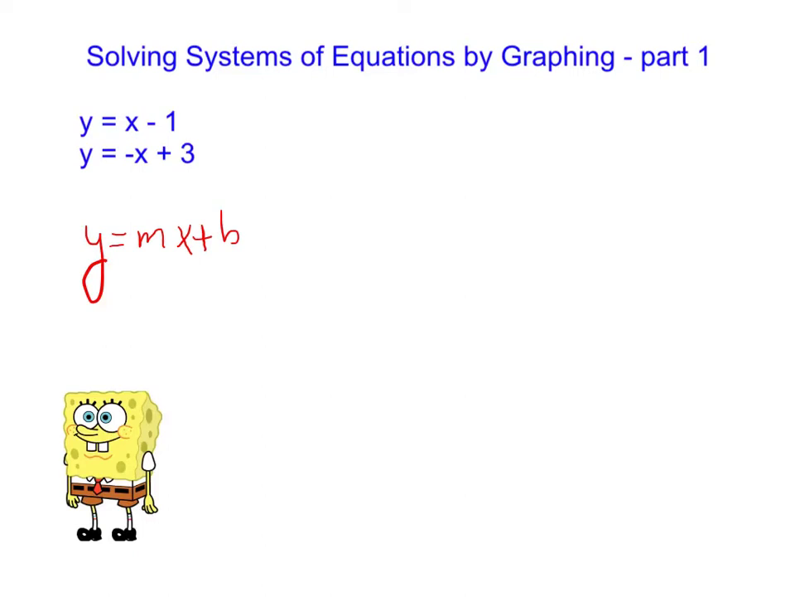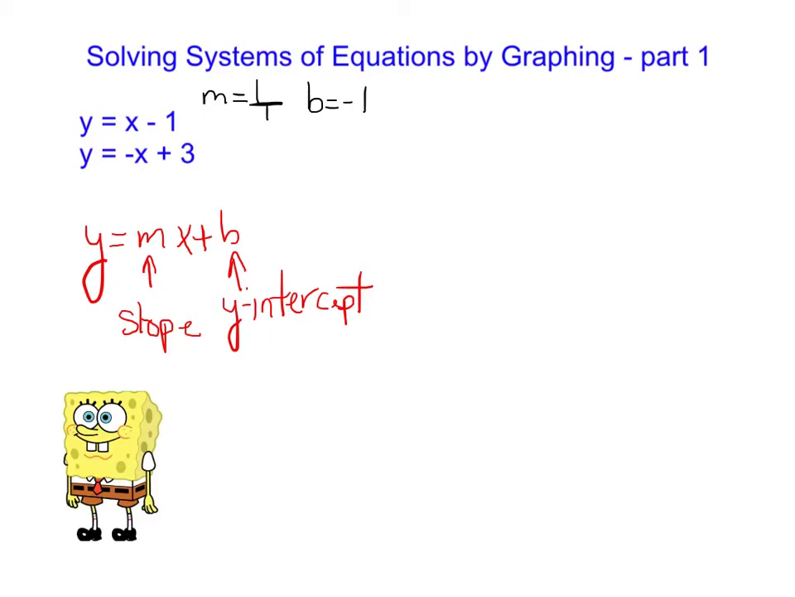And if you remember, your m represents your slope. That is the slant of the line. The y-intercept is your b. And the y-intercept, if you remember, is where the graph crosses the y-axis. So, if I'm looking at example number 1, y equals x minus 1, your m is 1. And we want to make it a fraction, so it's going to be 1 over 1. Your b is negative 1. In the second example, our y-intercept is 3, and our slope is negative 1.